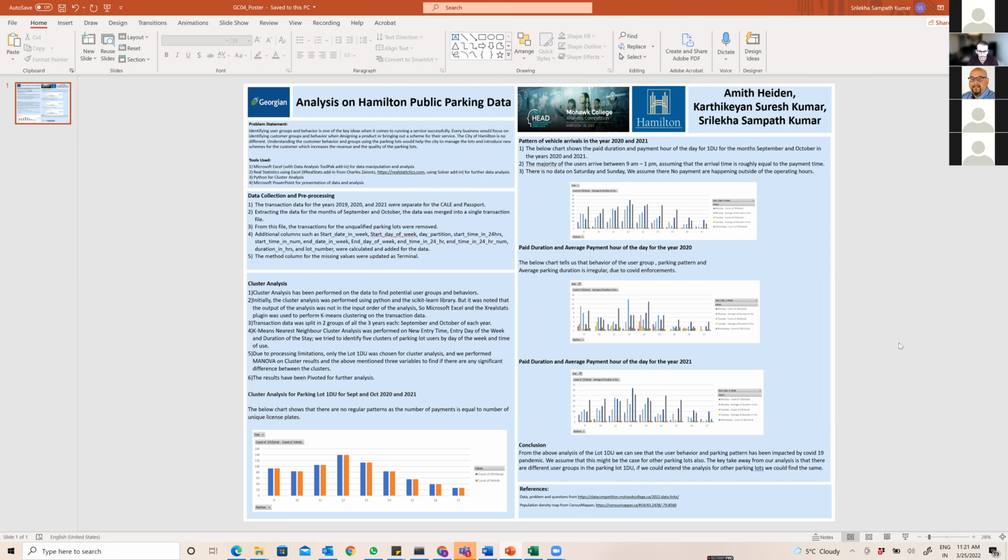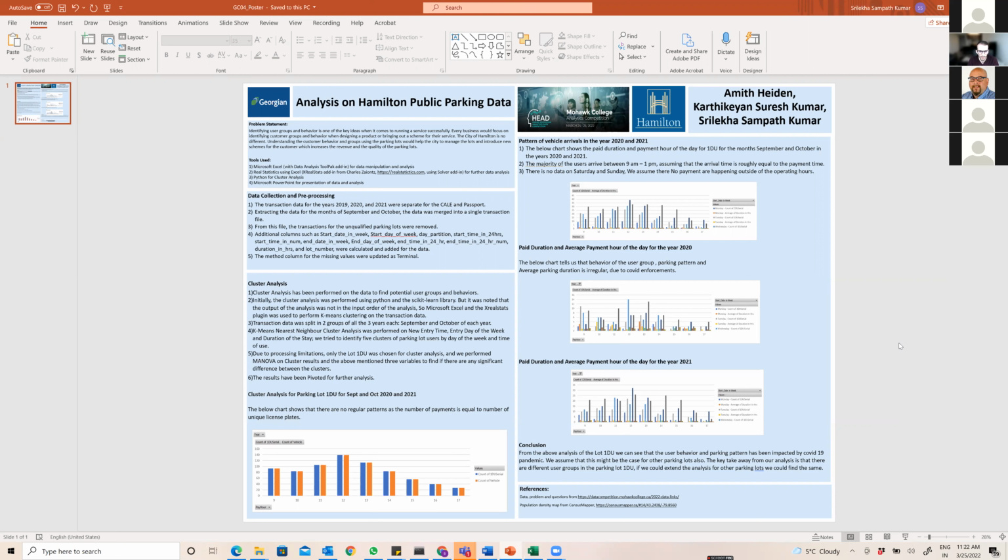So, but we were able to tell the user groups that are distinct from each other because we were able to find their behaviors from our analysis, and we just ran a MANOVA for that to check whether these user groups are distinct. And we were able to tell the user groups based on the entry time and their duration. So based on that, we were able to segregate 5 user groups.